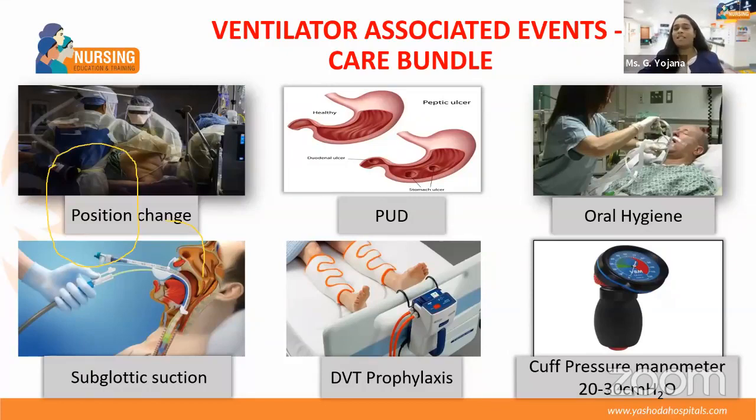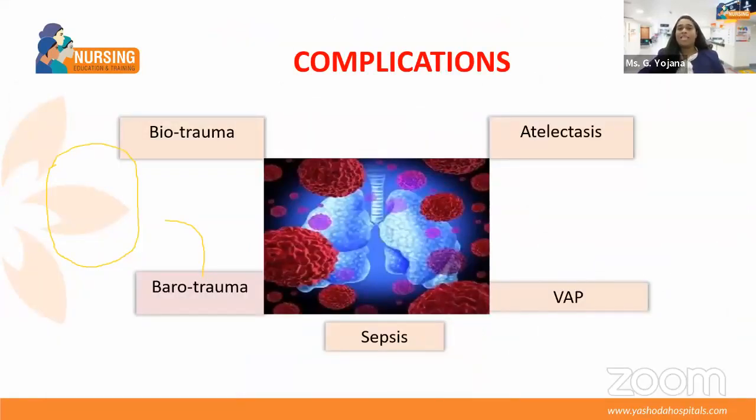So these are the care bundles that you need to keep in mind whenever you are taking care of a patient on a ventilator. Complications. Why will a patient get complications when you're treating so properly? If you are treating the patient accurately, the ventilator settings are adequate, you're following the VAP bundle, and you alert when there is an alarm, then there will be no complications. But neglect or even a small mistake can lead to complications like biotrauma, barotrauma, atelectasis, VAP, and sepsis. These are the 5 complications a patient can encounter on a ventilator.